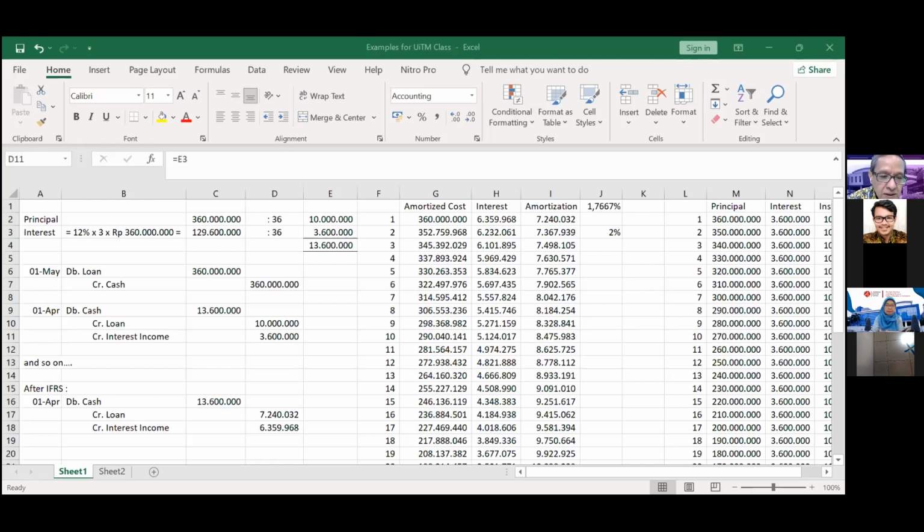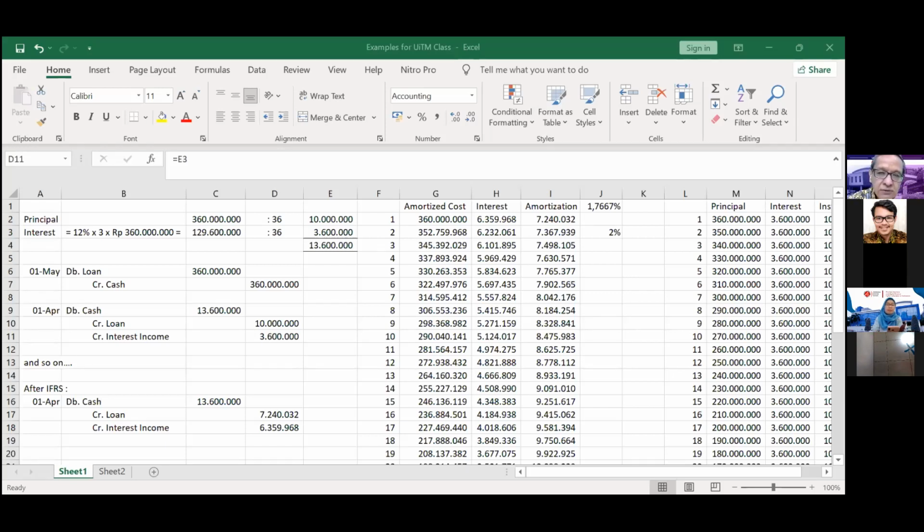Well, from the long story like that, we can see that the accounting standard is always changing. So we cannot expect that the standard will stay the same all the time. Yeah, it will change. Always changes.